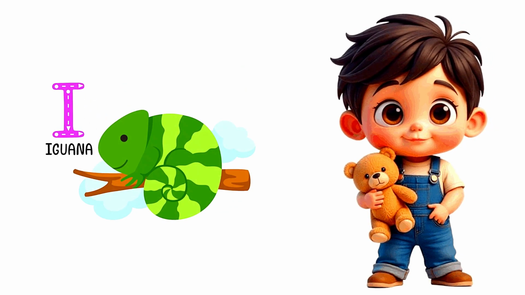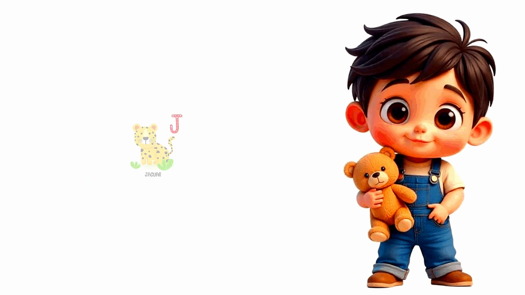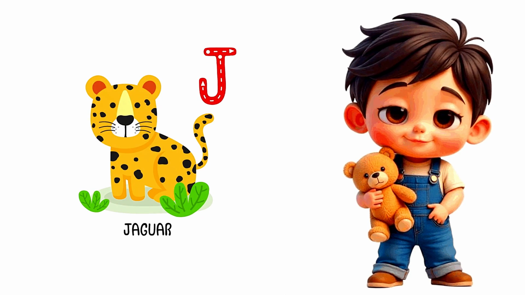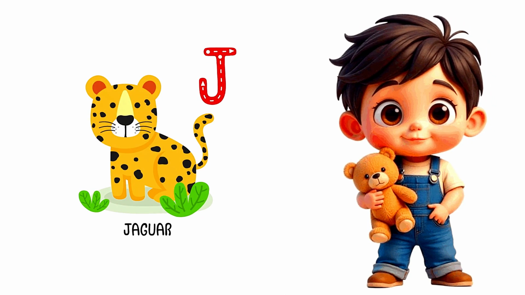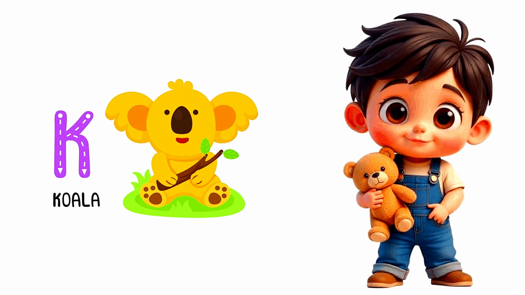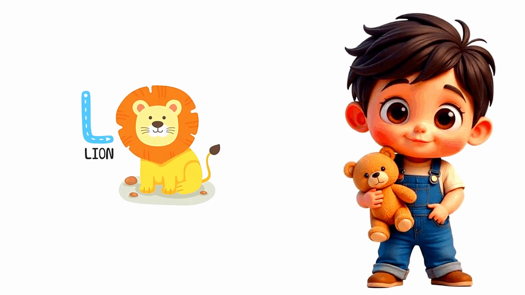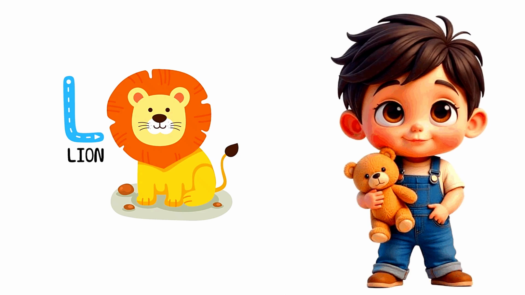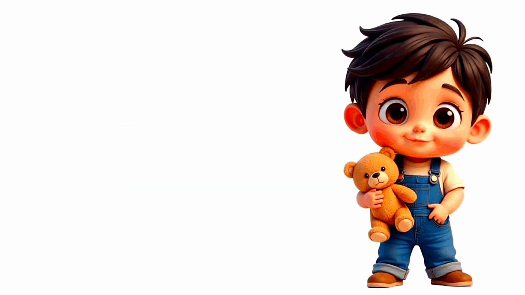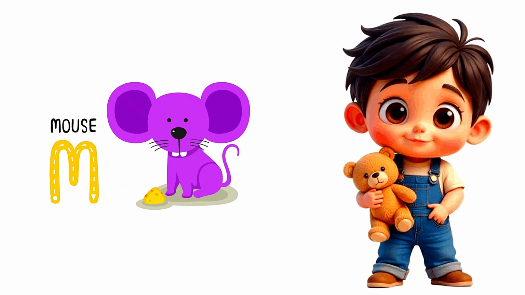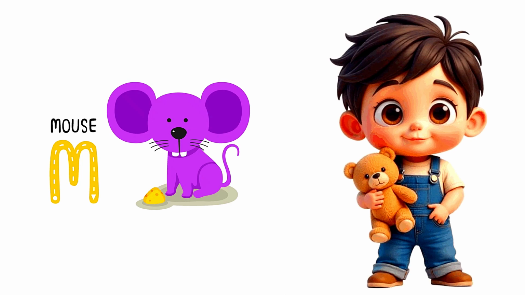I is for iguana. J is for jaguar. K is for koala. L is for lion. M is for mouse.